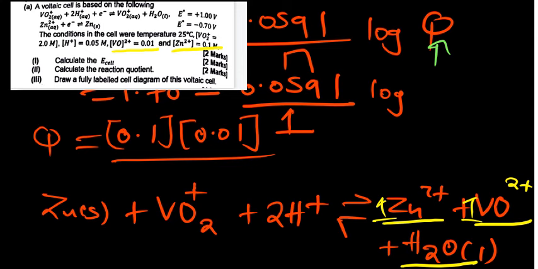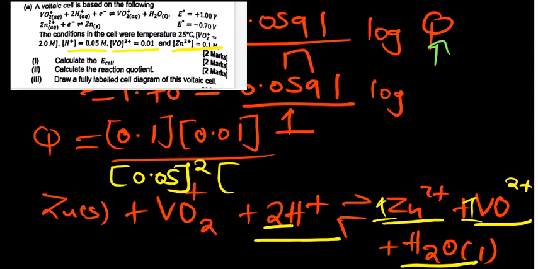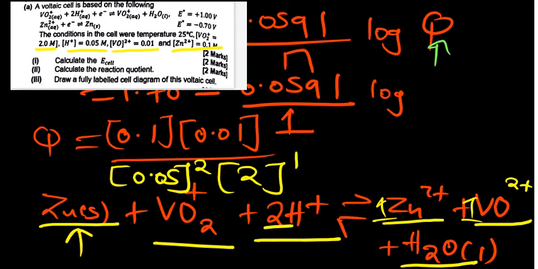On our reactant side, we have hydrogen, which has been given to be 0.05. So it's supposed to be to the power 2 because of the coefficient. And then what else do we have? We have VO2 plus, which is 2 to the power 1. So notice that zinc will not appear because it is a solid and no information has been given about it. So with that piece of information, I believe we are now able to find our value of Q.